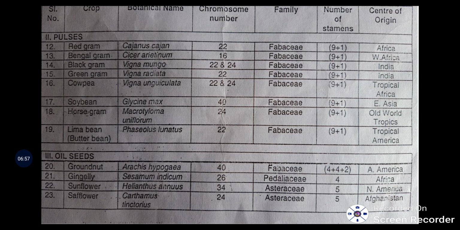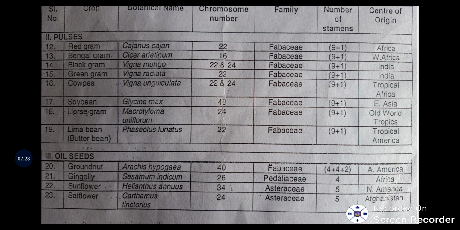Here you can see 4 plus 4 plus 2. That means the fusing pattern of those stamens is different. The center of origin of groundnut is Brazil, that comes under America. Then gingerly, that is sesamum. Sesamum indicum is the scientific name, having chromosome number 26, belongs to family Pedaliaceae. Number of stamens for gingerly or sesamum is 4 and origin is Africa.